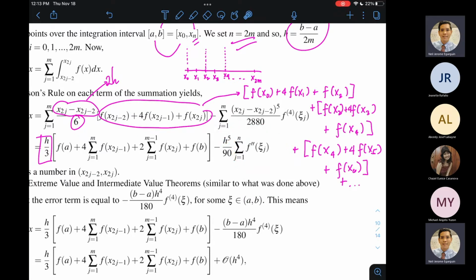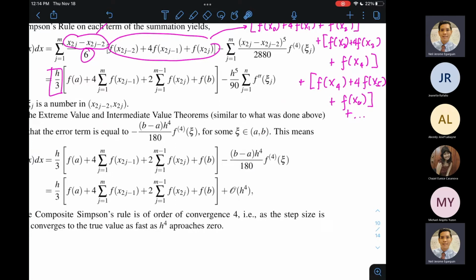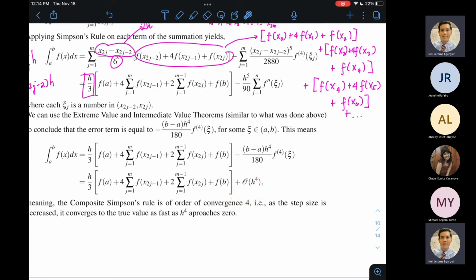And then again, we can apply the same appeal to the extreme value theorem and intermediate value theorem to get a nicer formula for the sum of f double prime of c sub j as j goes from 1 to n. And you will see that that error term will simplify to this guy. And that suggests that the error in the composite Simpsons rule is of order big O of h to the fourth. Okay? So ito yung ginagamit natin para sa composite Simpsons rule.